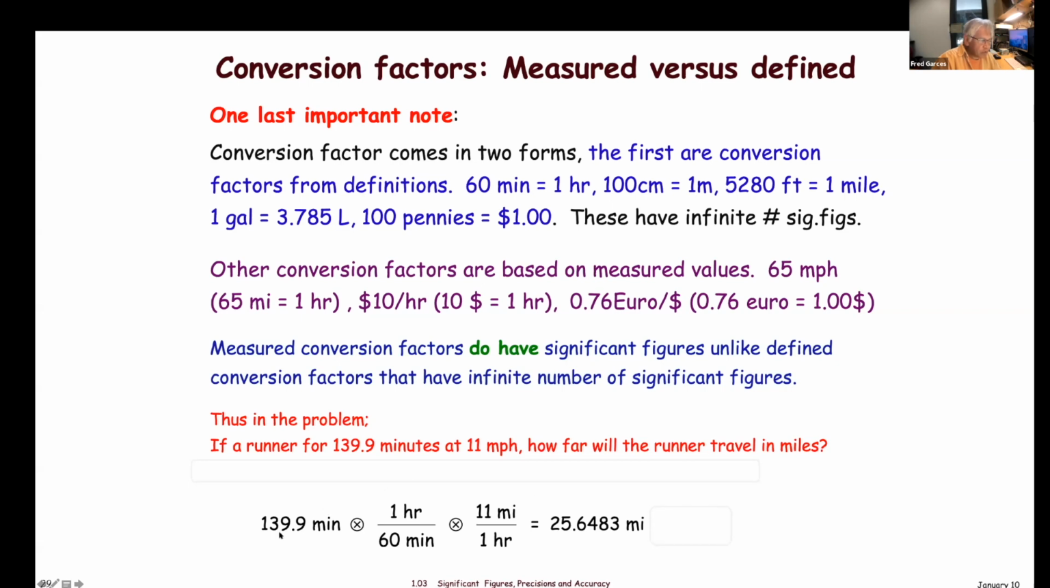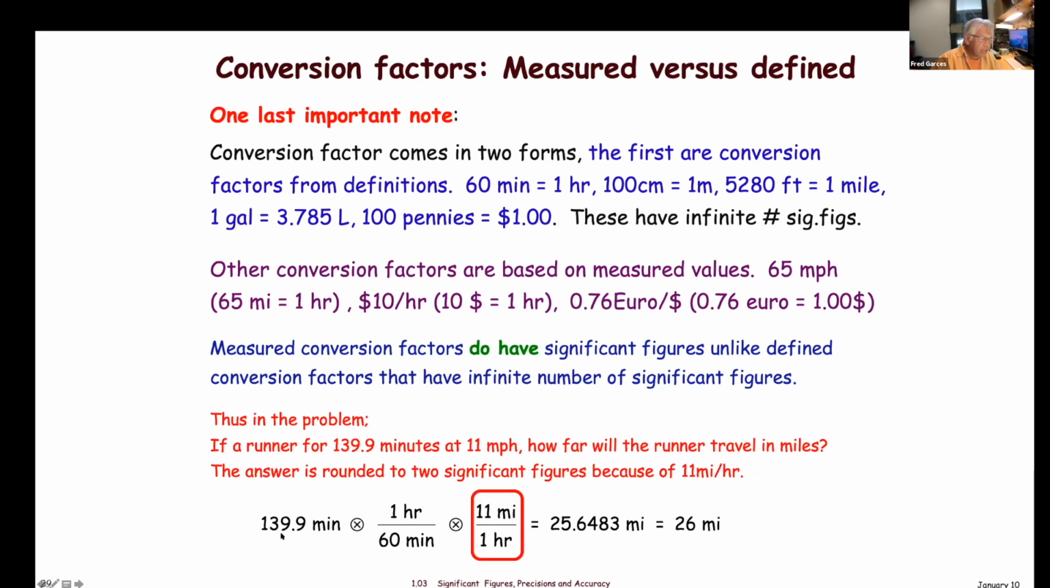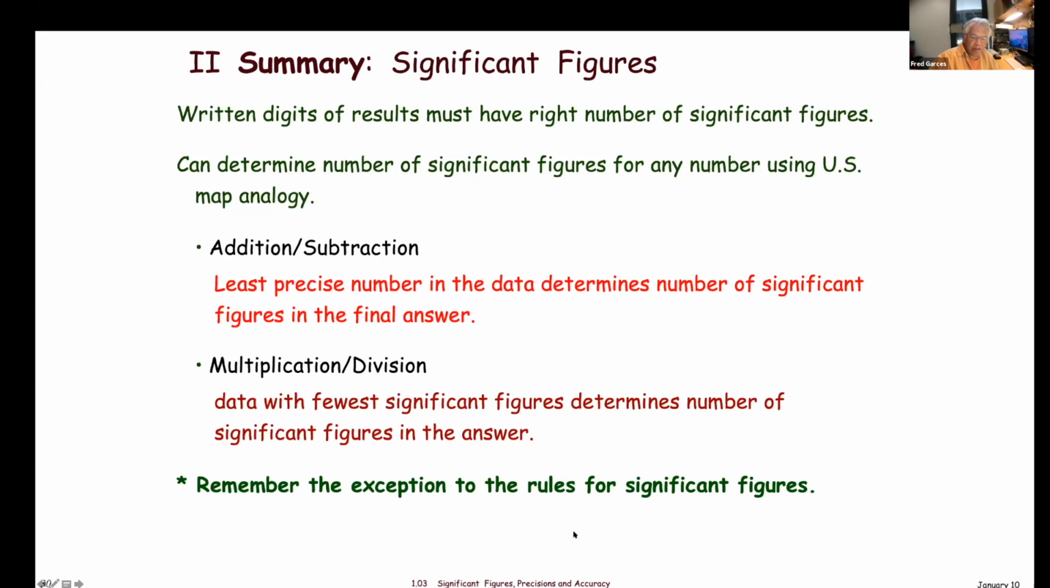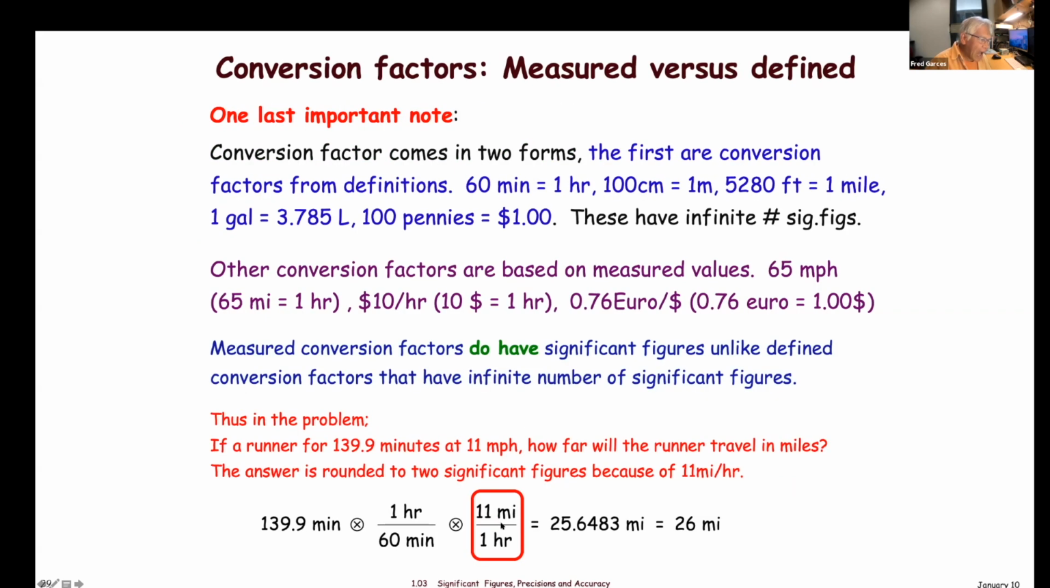But go back to your original data. Your answer should contain 4 significant figures, okay? Because that, actually, this is a definition. Sorry about that. This 11 miles per hour, because that's a measured value, 11, and it's only got 2 significant figures, then you round off your answer based on that right there. So you would actually take this math calculation, look at your answer, and then round it off to 2 significant figures, because this 11 miles per hour is a measured conversion factor.